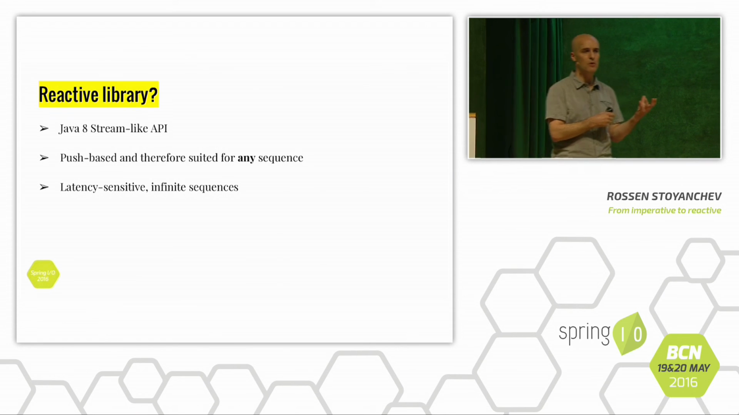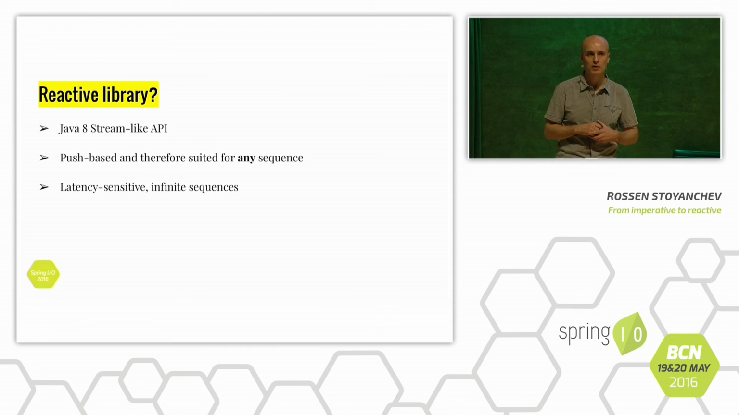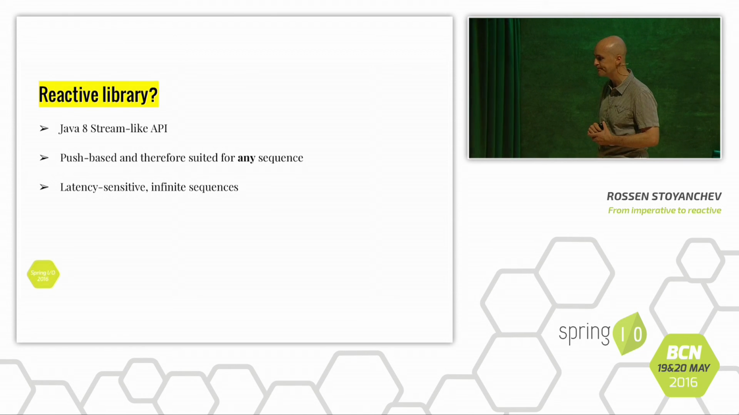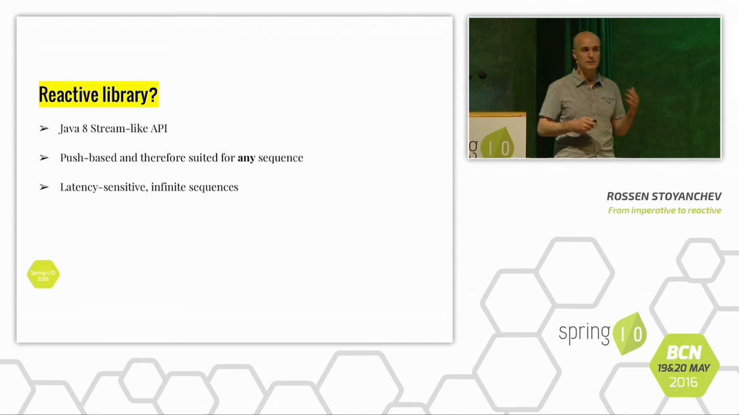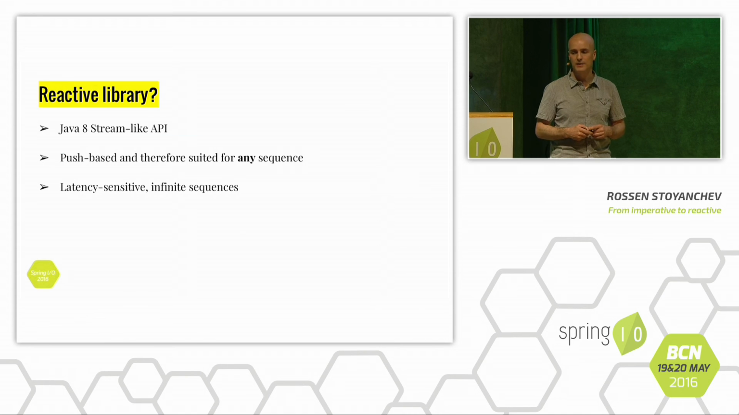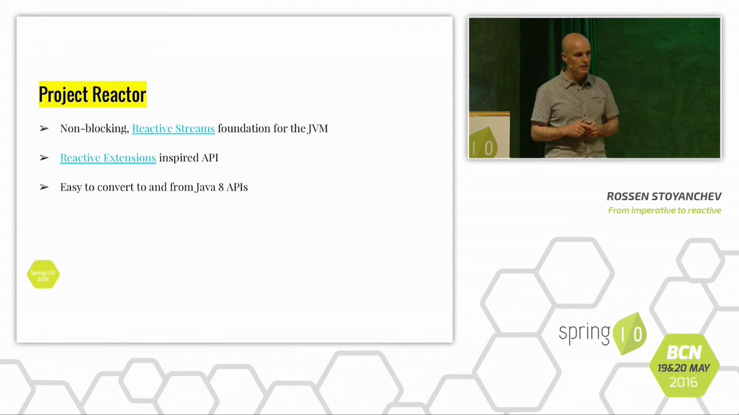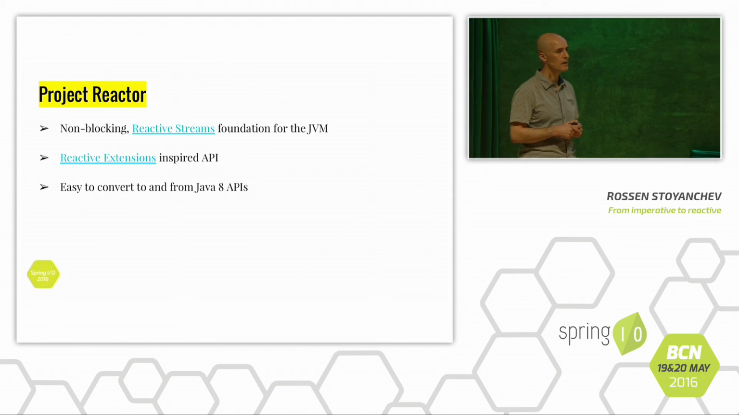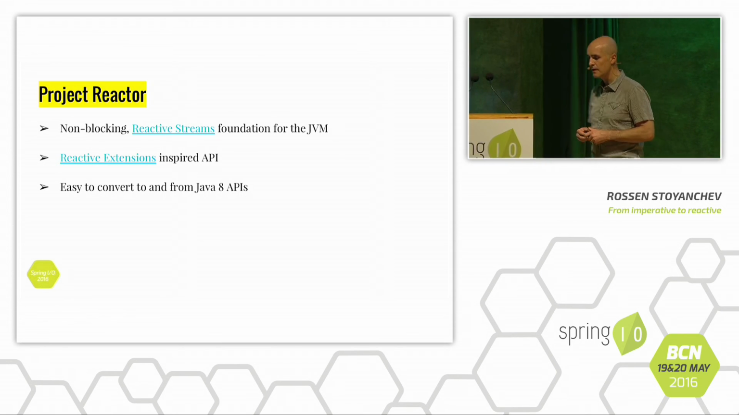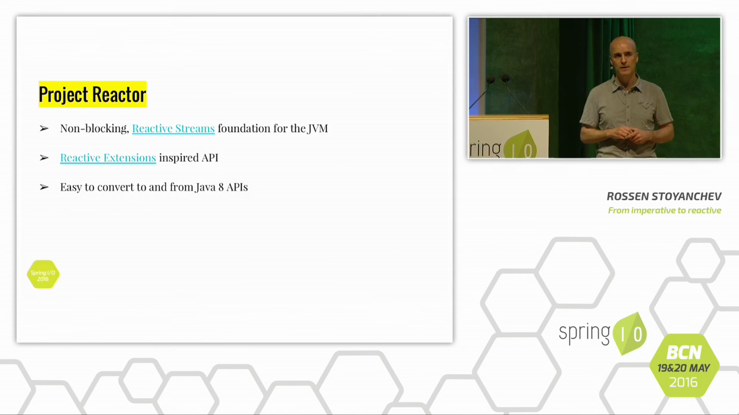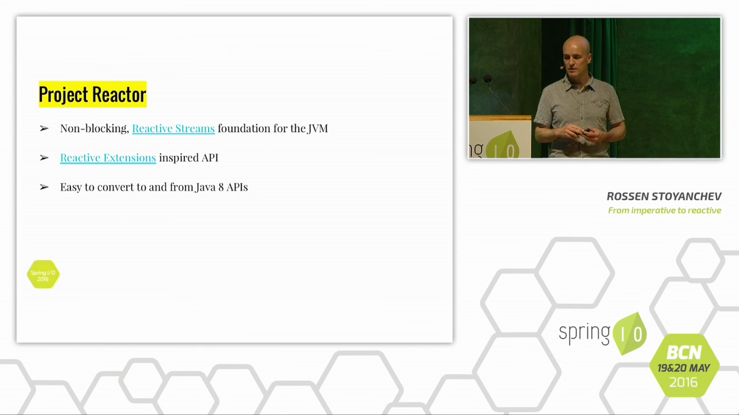If you rely on a pull-based model and you say, give me the next item, well, if the next item is not there, you're stuck to wait, and there's blocking involved in that. So that's why we need push-based and not pull-based. And that's perfectly suited for latency-sensitive scenarios, also for infinite sequences. It doesn't matter how many of these items are going to come, we can still deal with that. Project Reactor is a non-blocking reactive streams foundation for the JVM. In many ways, this is the leading library for reactive streams on the JVM today. Version 2.5 is in milestone phases at the moment, but it's rapidly evolving, and it's already in a pretty advanced place.